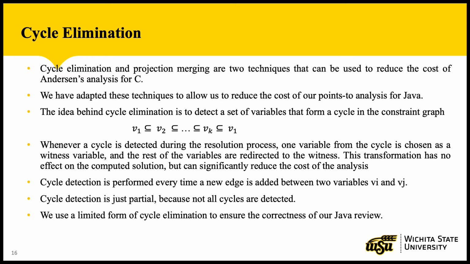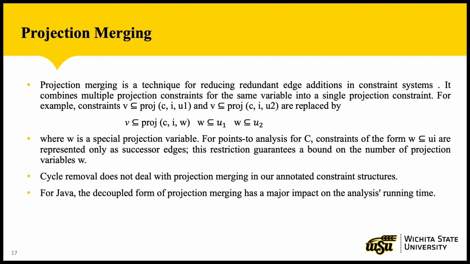This cycle detection is performed every time a new edge is added between two variables, Vi and Vj. Cycle detection is only partial because not all cycles are detected. Here we use a limited form of cycle elimination to ensure the correctness of our Java analysis.